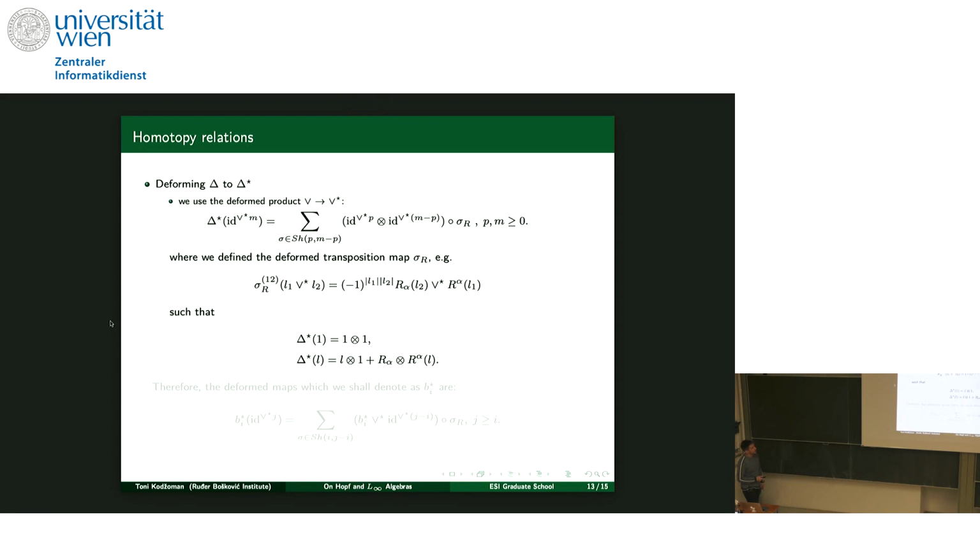The co-product now satisfies, once again, a relation with D1 acting, and it induces the R matrix for a general element. And the deformed homotopy relations, once again, only differ insofar as the B_i's turn into B_i stars, the wedge products turn into wedge star products, and the sigma turns into sigma R.